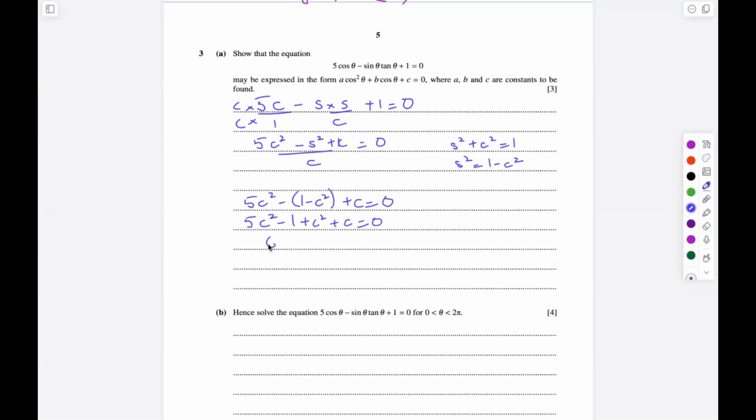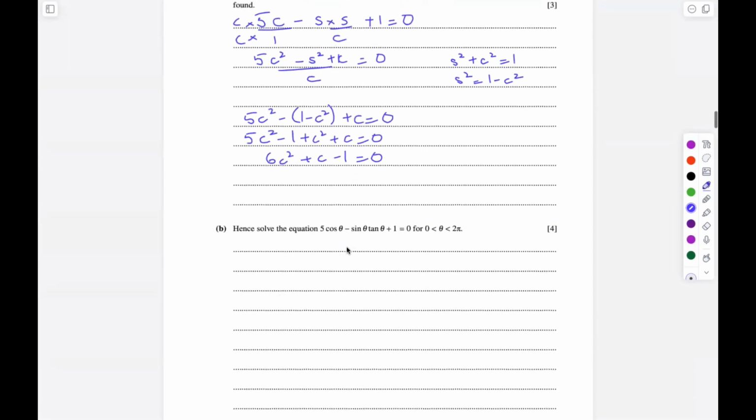So we'll get 6 cos squared theta plus cos theta minus 1 equals 0. So the value of a will be 6, the value of b will be 1, and the value of c will be minus 1. In part b, it says, hence solve the equation 5 cos theta minus sin squared theta plus 1 equals 0. We know it can be written as 6 cos squared theta plus cos theta minus 1 equals 0.